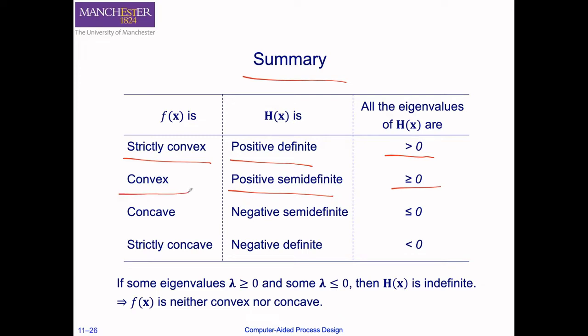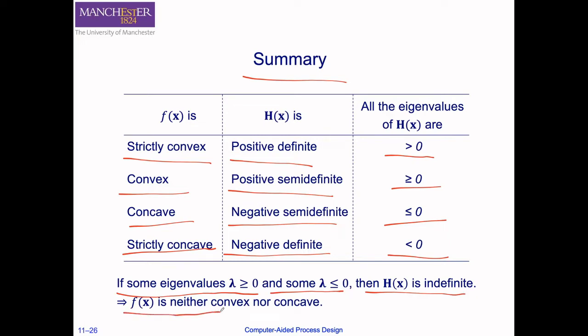The function f(x) is convex. If all eigenvalues are non-positive, then the Hessian matrix is negative semi-definite. The function f(x) is concave. If all eigenvalues are negative, then the Hessian matrix is negative definite. The function f(x) is strictly concave. If some eigenvalues are positive and some eigenvalues are negative, then the Hessian matrix is indefinite. The function f(x) is neither convex nor concave.